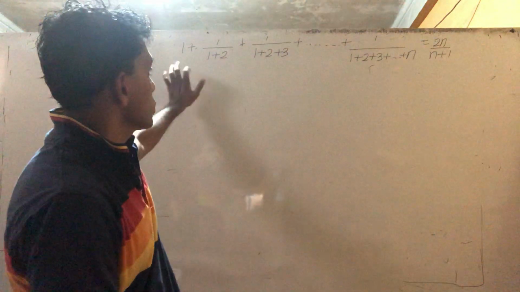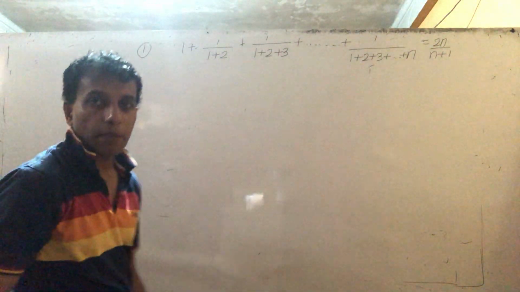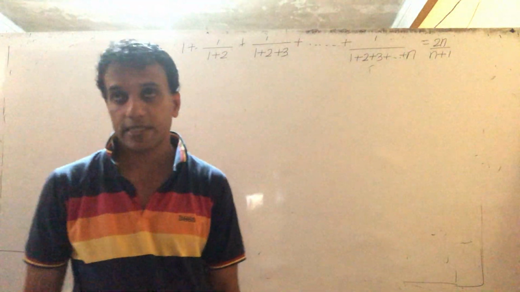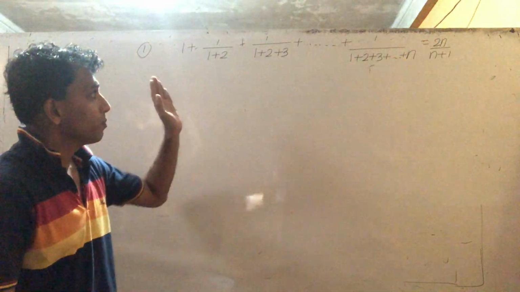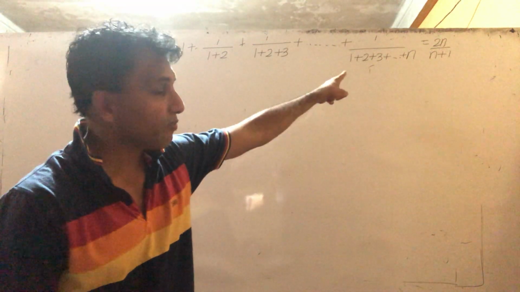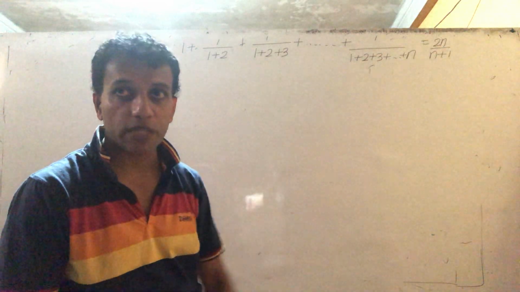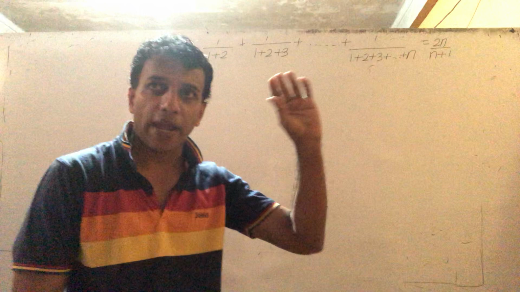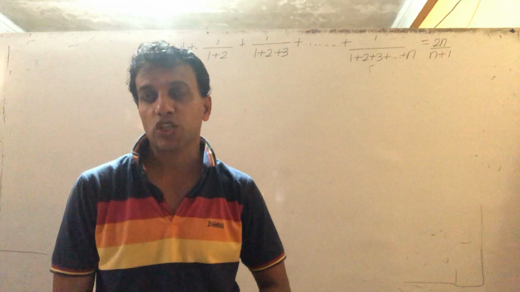Okay, as usual, first question, using mathematical induction, prove that the series 1 over 1, plus 1 over 1 plus 2, plus 1 over 1 plus 2 plus 3, and so on, up to the final term 1 over 1 plus 2 plus 3 plus up to the nth term, summation equal to 2n over n plus 1. It is a familiar problem for any pure mathematics structure. The first problem is under proving by mathematical induction.